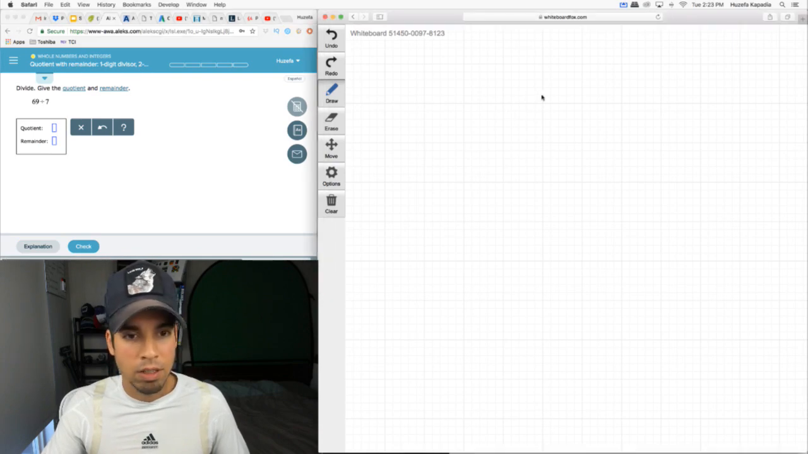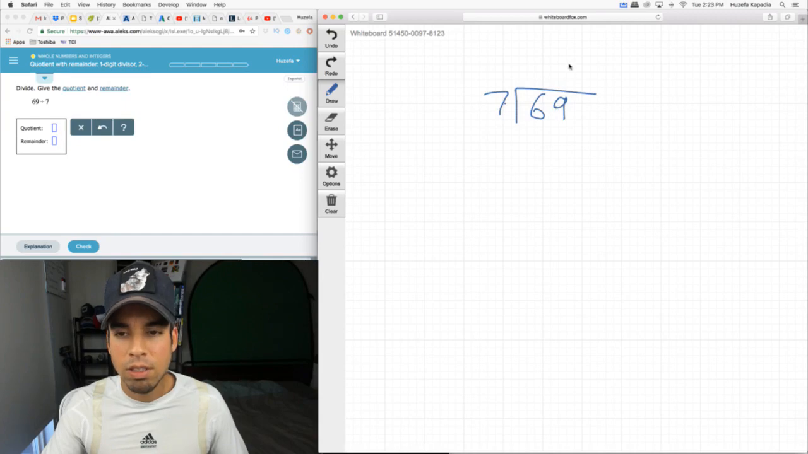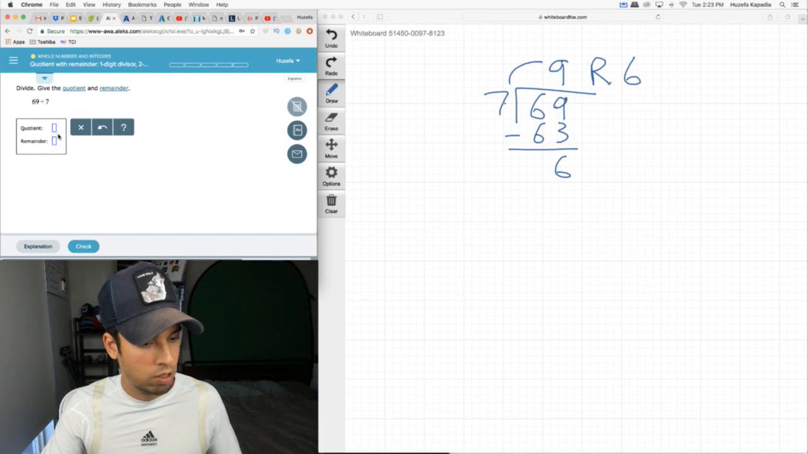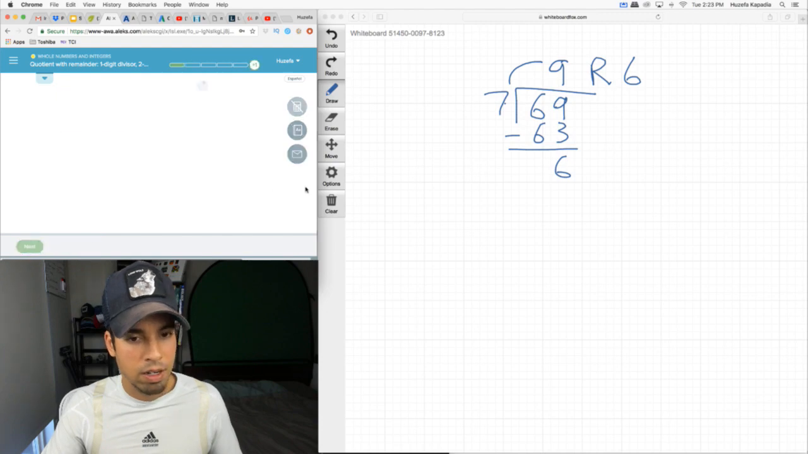All right, we're gonna do quotient with remainder. 69 divided by 7. 7 goes into 69 how many times? 9 times. 9 times 7 is 63. The remainder is 6. So it's 9, remainder 6. Quotient is 9, remainder is 6. All right, next.